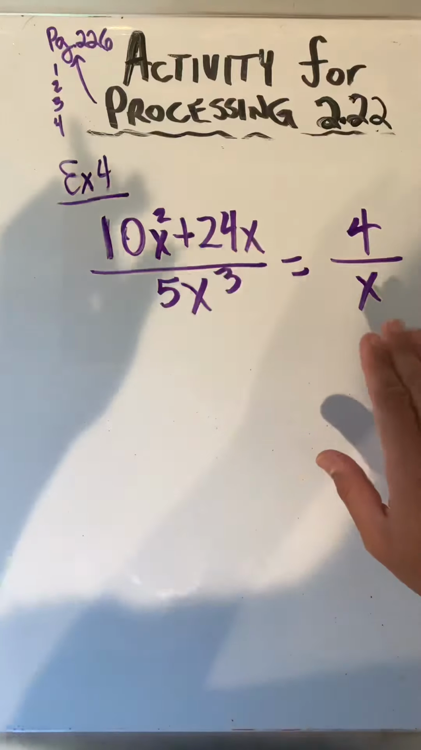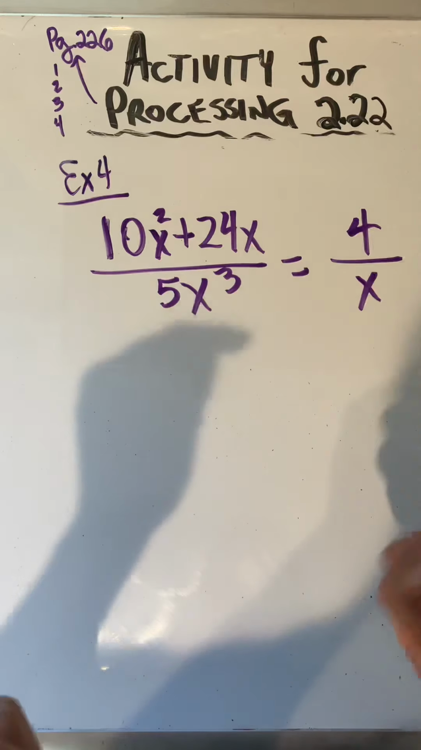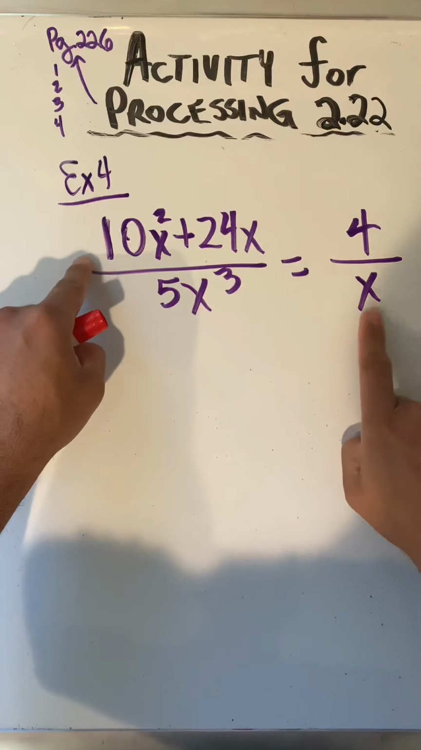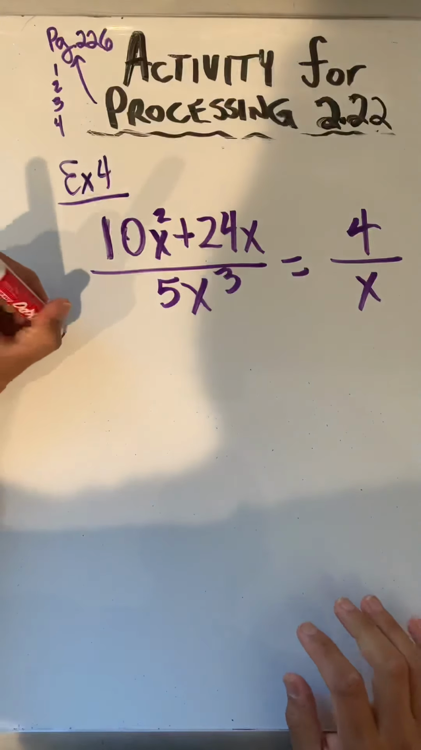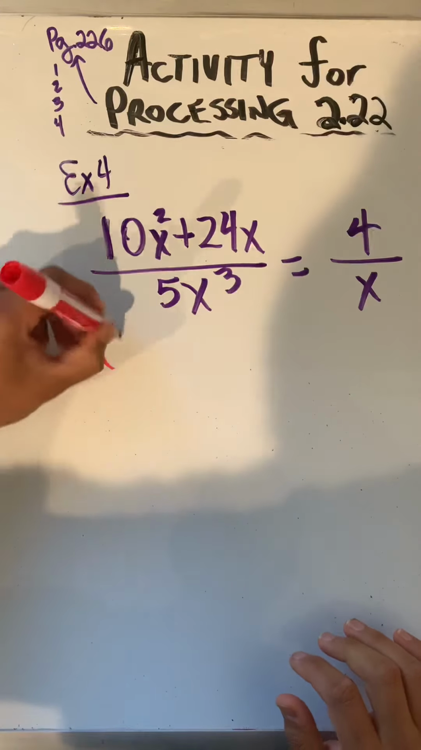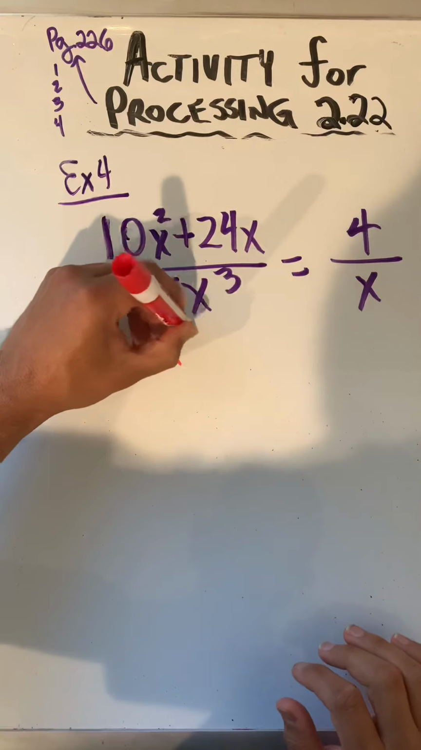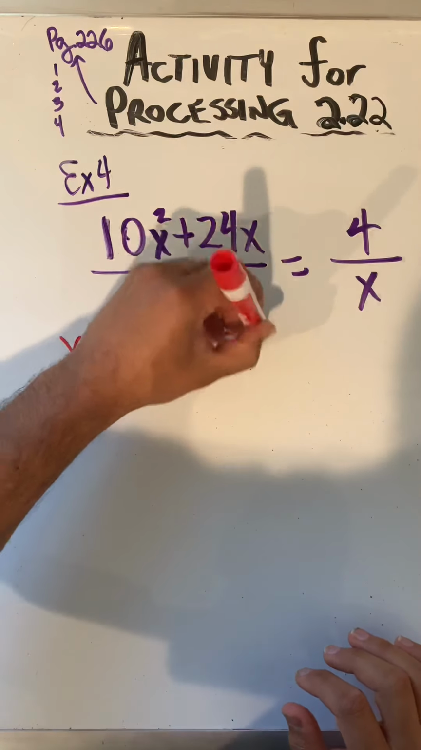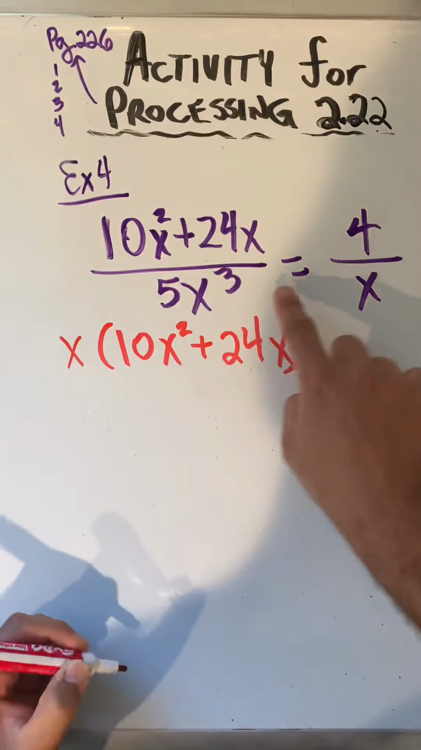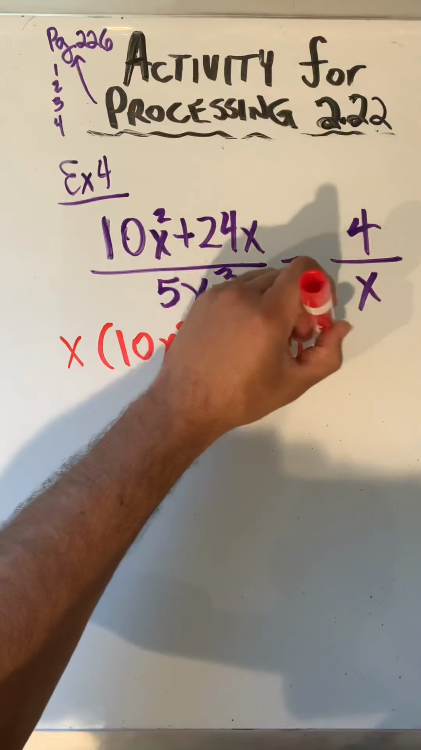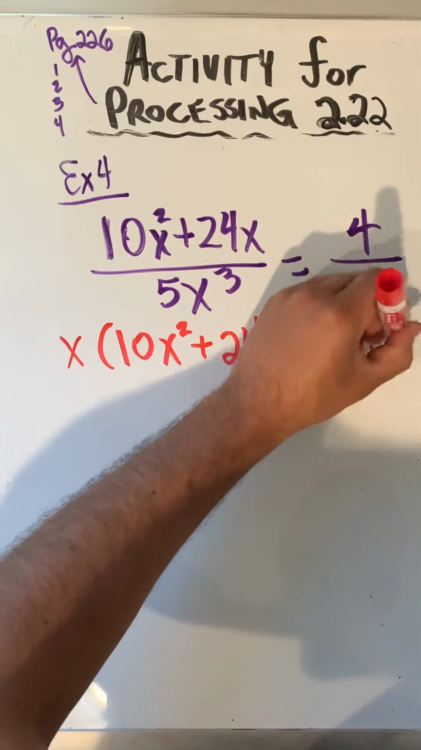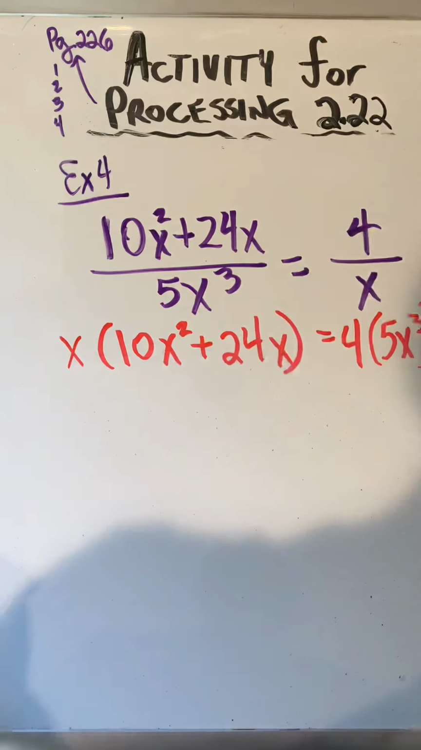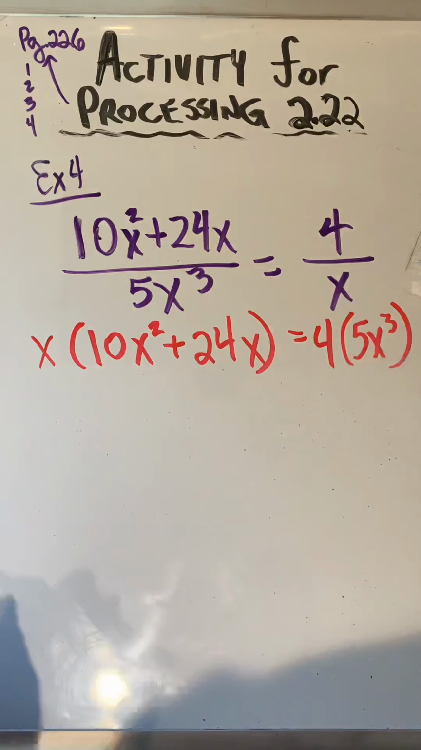Now you will see, like we did in example 2, be careful. We have a monomial and a binomial. When you do cross multiplication, I'm going to write the monomial outside and the binomial inside. I cannot say binomial right now for some reason. And then we're going to do the same thing over here. 4 times 5x cubed. Let me double check this.